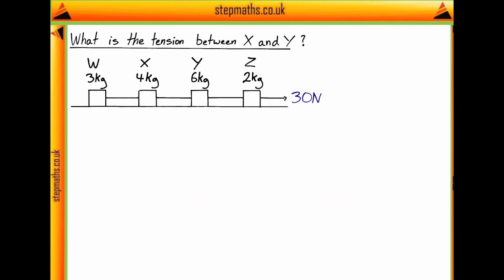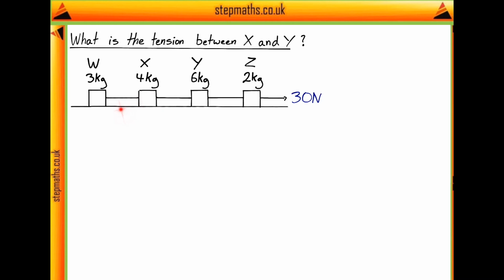To go about answering this question, the first thing we should notice is that there's no frictional force on the blocks, and therefore they do have a resultant force of 30 newtons on them. This means that the blocks are all going to be accelerating. Since we want to find the tension between X and Y, it means we want to find the force which is accelerating W and X forwards. Therefore, we're probably going to have to find out their acceleration.